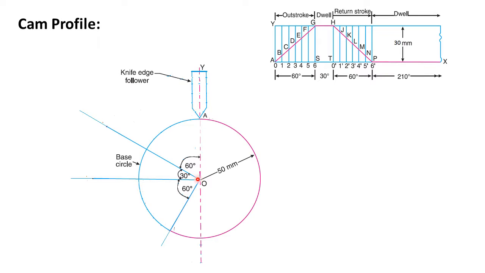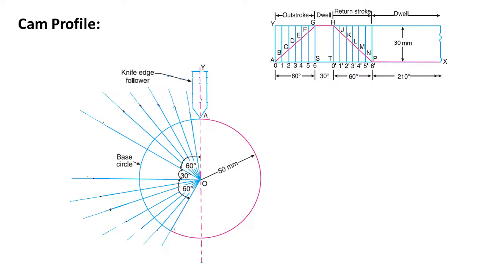Next, from this vertical line for outstroke, since it is for 60 degrees, you keep your protractor here and draw a line at 60 degrees for outstroke. So this is outstroke. Then from this line again you measure 30 degrees, this is for dwell, and again from here you measure 60 degrees, this is for the return stroke. So these three angles are important. The remaining 210 degrees is not important for us.